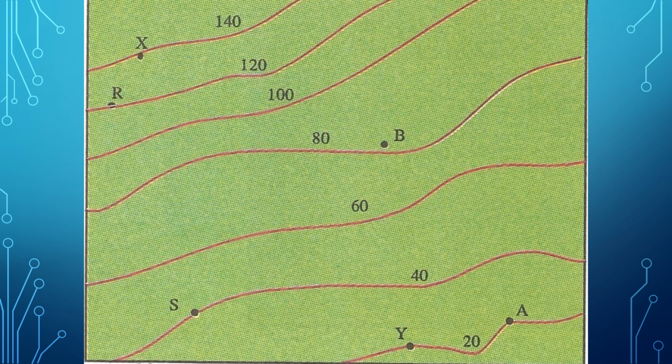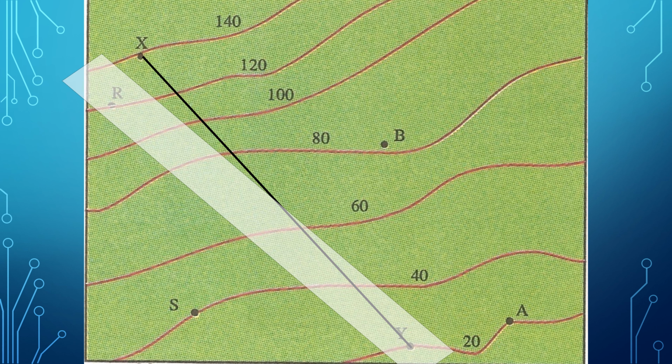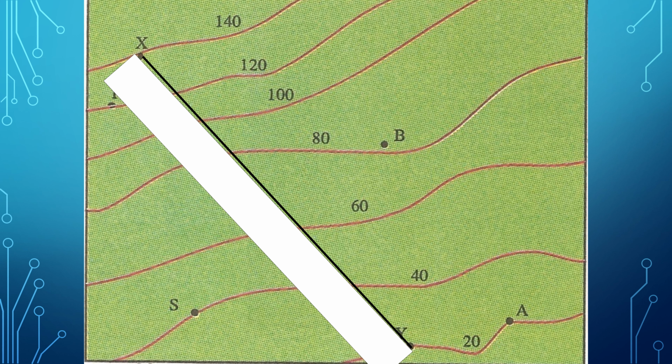So what are we going to do now? Now that we know the height of point X is 140 meters, and the height of point Y is 20 meters, we now have to measure the horizontal distance between point X and point Y. To achieve this, we use our ruler and our pencil to draw a straight line connecting point X to point Y. Then we place a strip of paper along that line.